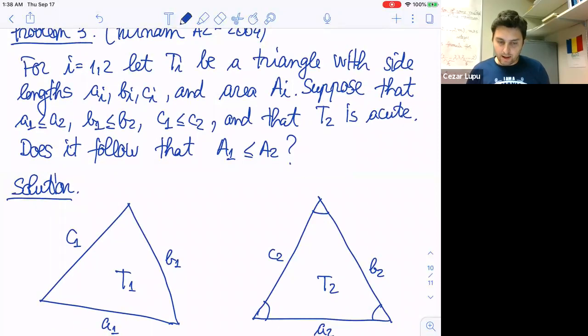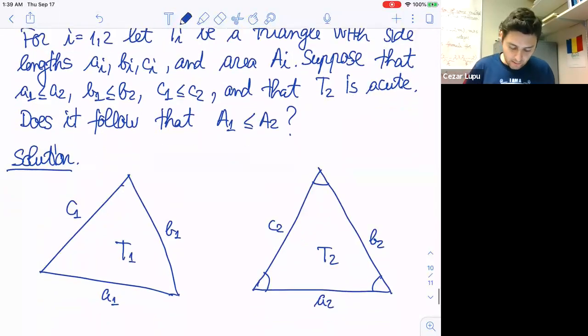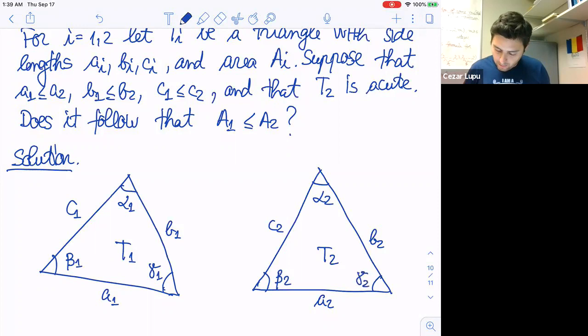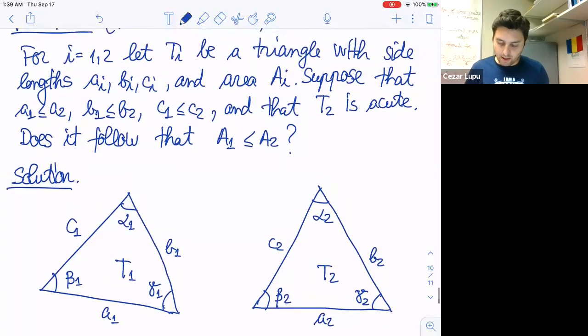All right, let's analyze it a bit. So let's denote the angles in some way. Let's say the angles are alpha 1, beta 1, and gamma 1. And here I'll have alpha 2, beta 2, and gamma 2. So these are the angles of the 2 triangles. Okay, and we have to analyze something here.